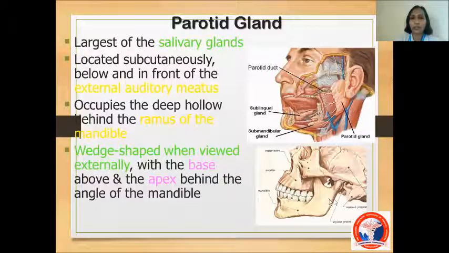Because of its relation, it is wedge shaped here and it will be viewed externally. When we discuss this structure, we can see it is roughly triangular in shape. Even though it is roughly triangular, the apex is located downwards. So the upper border of the gland will be called as base, whereas the lower end of the gland will be called as apex. The apex of the gland will be located behind the angle of the mandible. So this joining of the base of the mandible with the ramus here is the angle of the mandible.